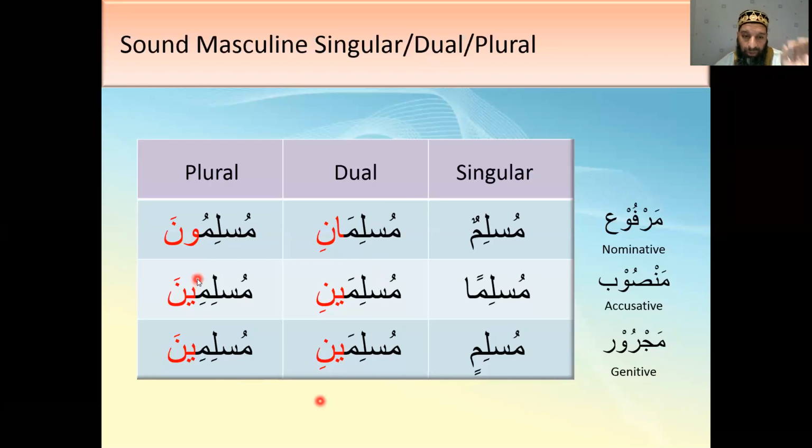And I'm going to go to plural because plural comes in the Quran a lot. So sadiqun means a truthful person. Sadiqan means a truthful person. Sadiqin means a truthful person. How do you say many truthful people? Sadiquna or sadiqina. Fasiqun. How do you say many fasiqs?